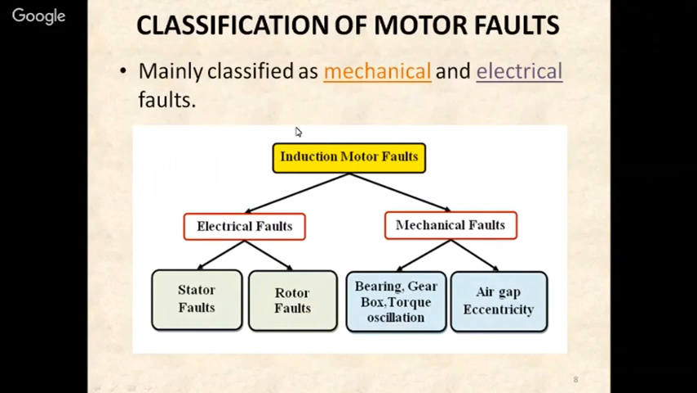Basically, motor faults can be classified into two parts. One is mechanical faults and the other is electrical faults. Electrical faults include stator related faults and rotor related faults, whereas mechanical faults are bearing faults, gearbox faults or torque oscillation, and air gap eccentricity is also a kind of mechanical fault.